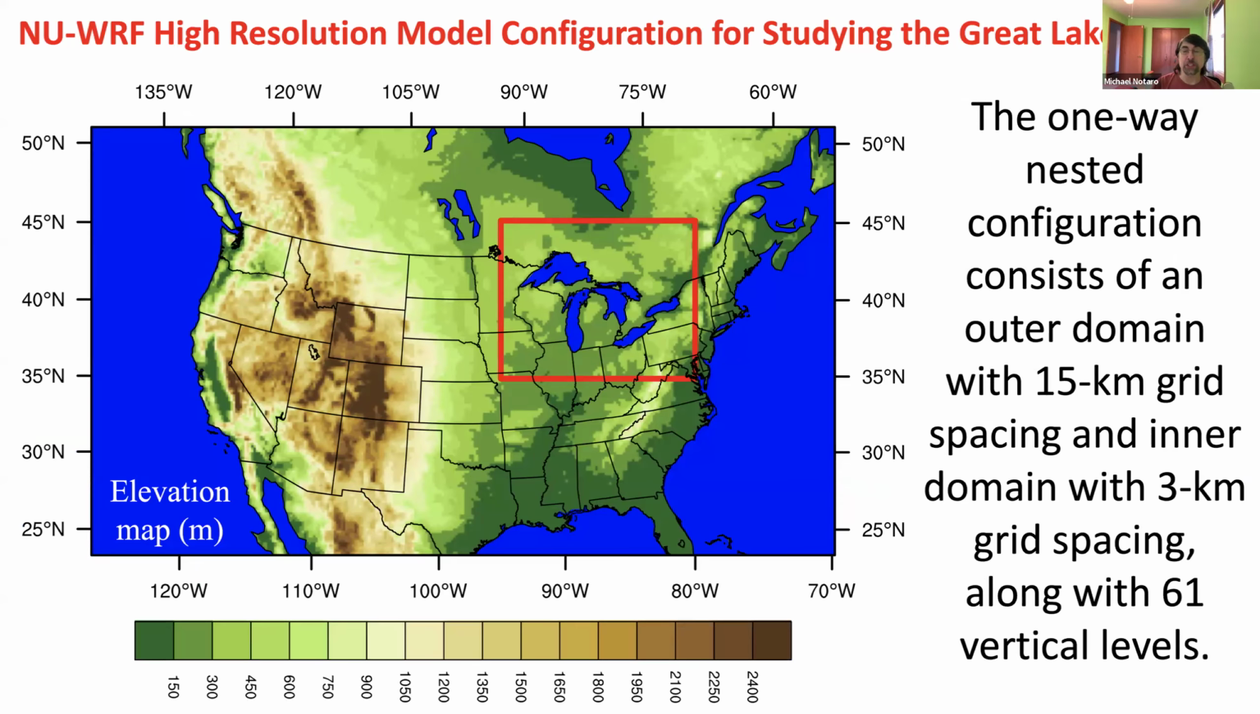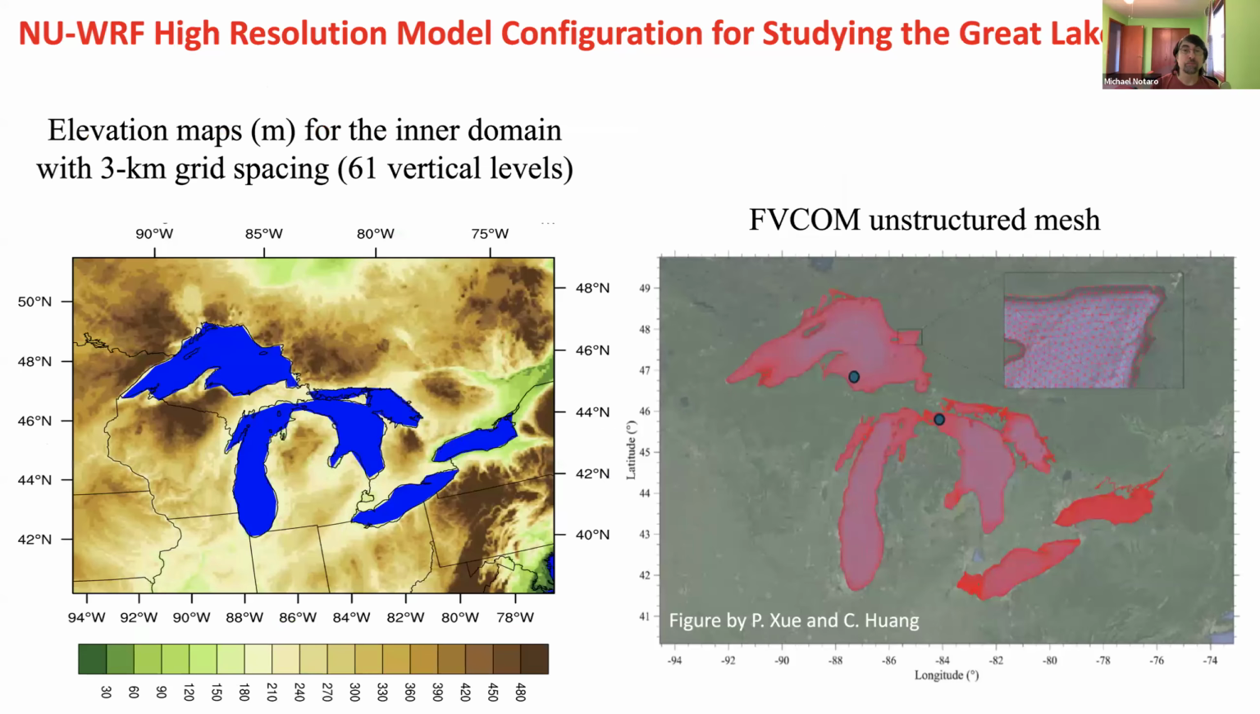This is an example of the domain we're working with. We have an outer domain covering a big chunk of North America. And then within red is our inner domain, which is being run at 3 kilometers grid spacing within our new WRF simulations. Also with 61 vertical levels in the atmosphere, allowing for more detailed vertical profiles of heat and moisture, for example, and winds. So next slide.